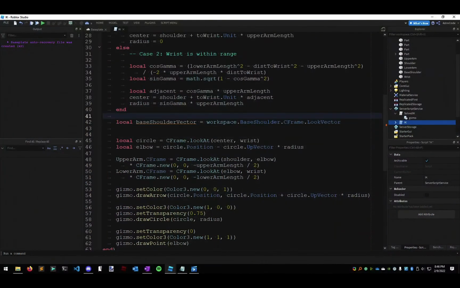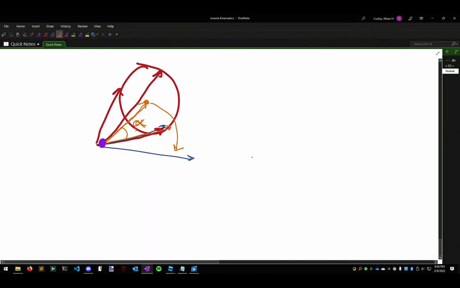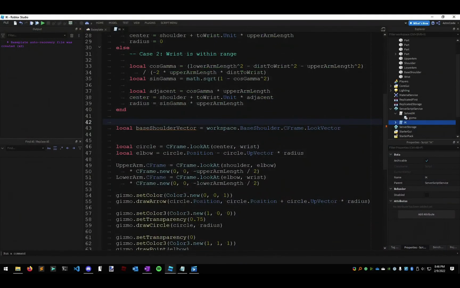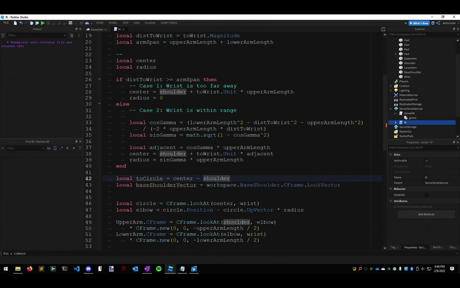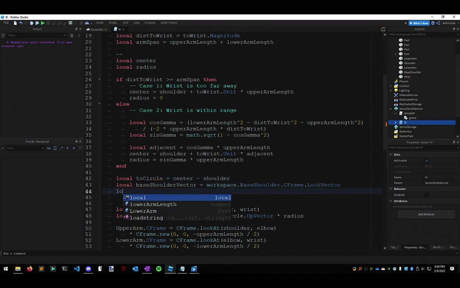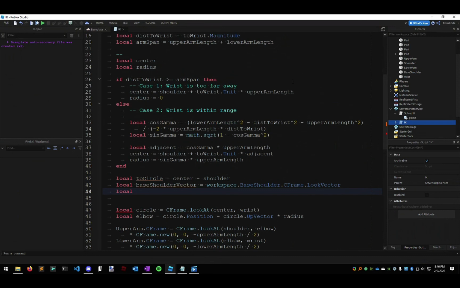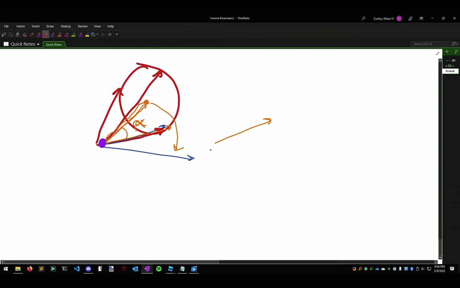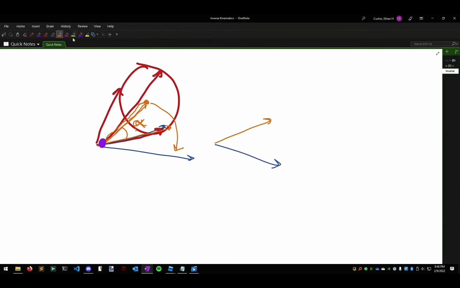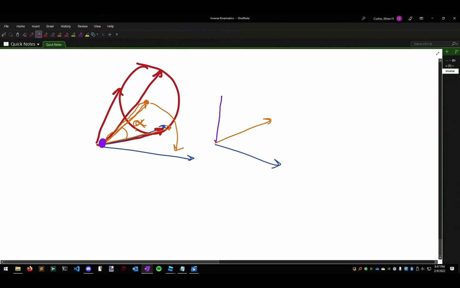And then we also want the vector here, this orange vector, to the center of the circle of intersection. Let me think, that's the center of the circle minus the shoulder. And then we need the axis to rotate about. Let me just pull them out here. We have these two vectors. The axis that we want to rotate this orange vector to the blue vector is going to be the one that's perpendicular to both of them.